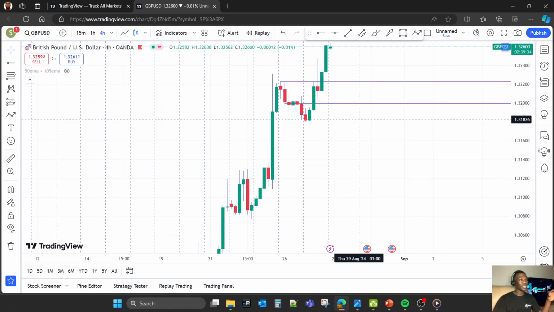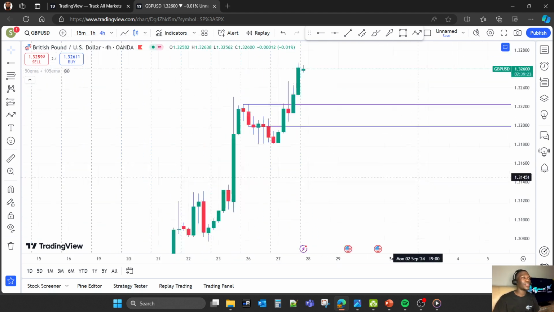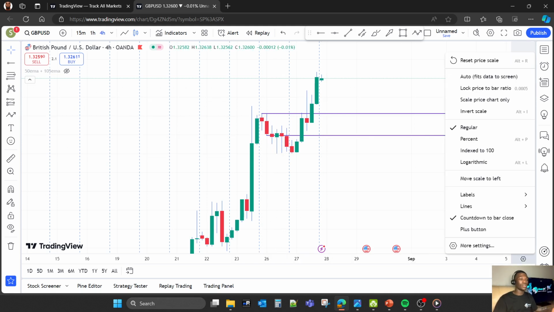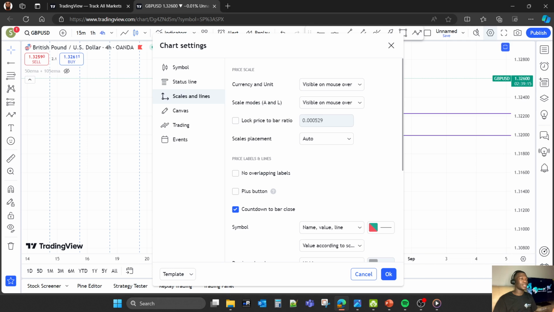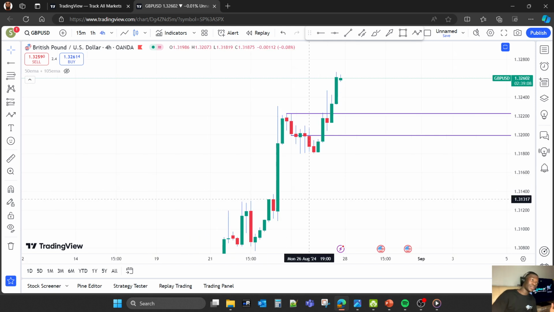After adding your high and low of the week, make sure you lock them so that they don't move whenever the mouse is moving. And when you are done using these lines, there are these blue dotted lines. What you want to do is go to settings and more settings, then events, and then session breaks off, and then press okay.